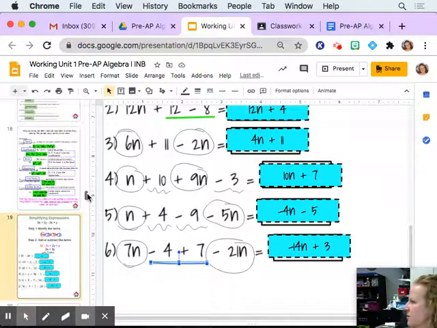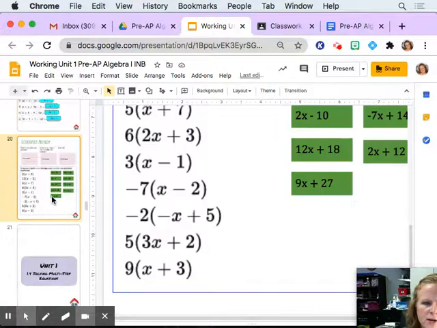Do you have any questions on those? If you need to write them down, that's perfectly fine. Whenever you do your assignment, you will be writing these down. All right, let's go to our last slide of the day.